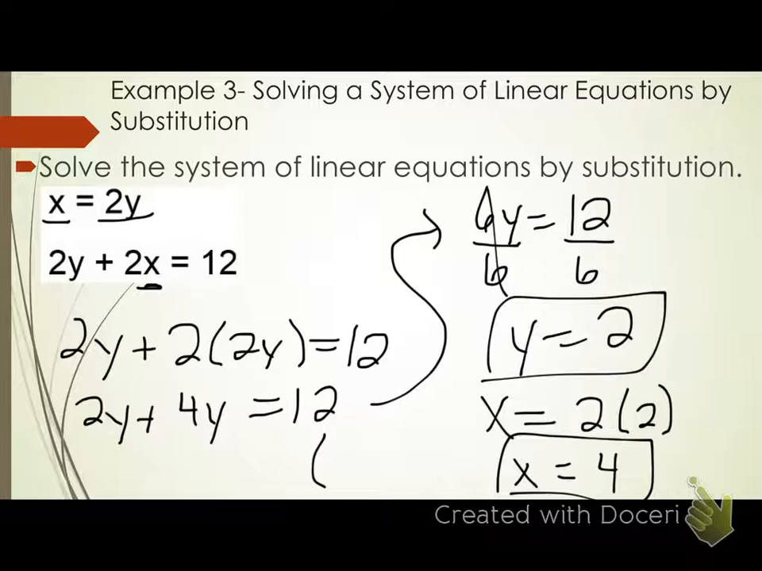So what is my ordered pair? 4, 2. How do I want you to write your answer? As an ordered pair. Have those parentheses, have that comma in the middle, have your x coming first and your y coming second. I want your answer as an ordered pair. And we're good with that.